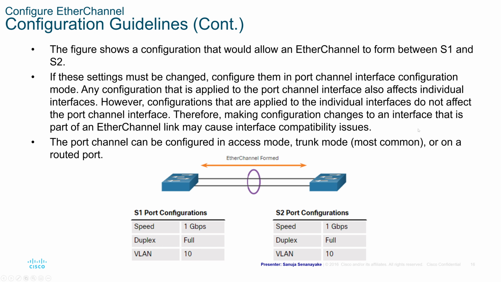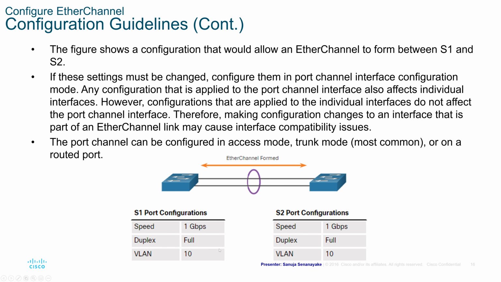Therefore, making configuration changes to an interface that is part of the EtherChannel link may cause interface compatibility issues. So instead of making changes on one single interface when you have an EtherChannel, you're going to make changes on that port channel. The port channel can be configured in access mode, trunk mode, which is the most common mode, or on a routed mode port. Those are the three options that you have for configuring port channels.